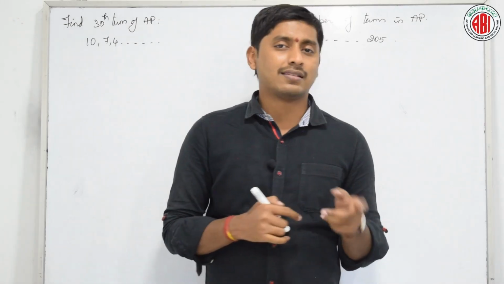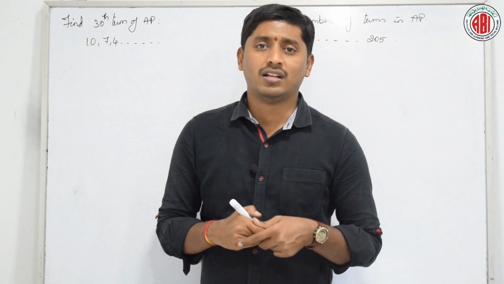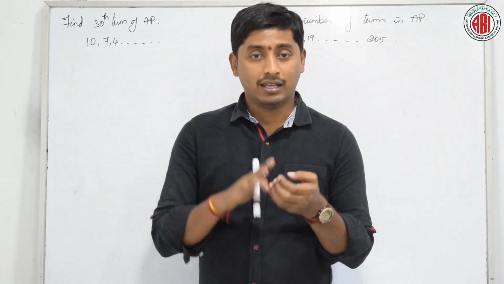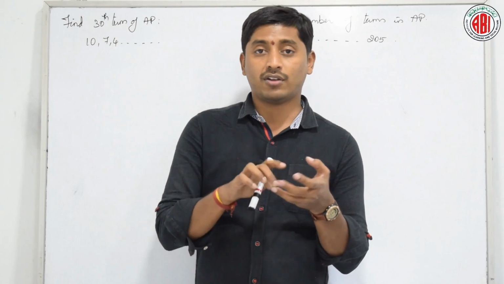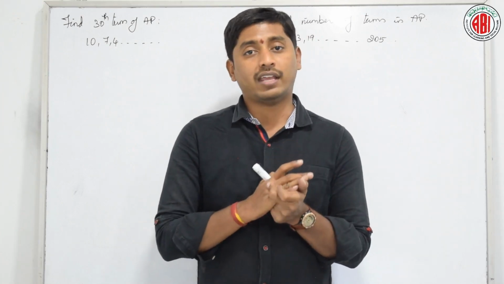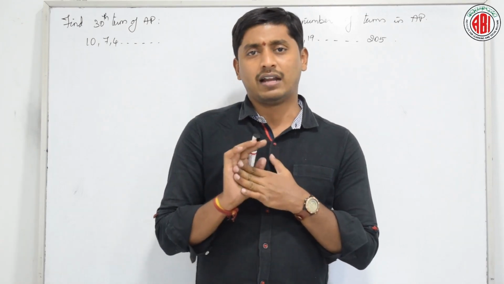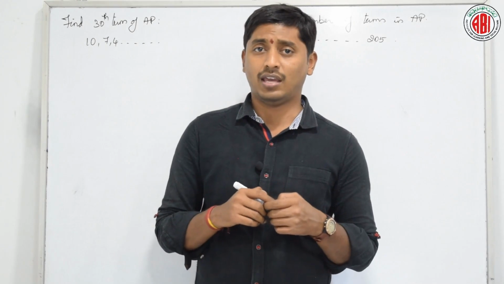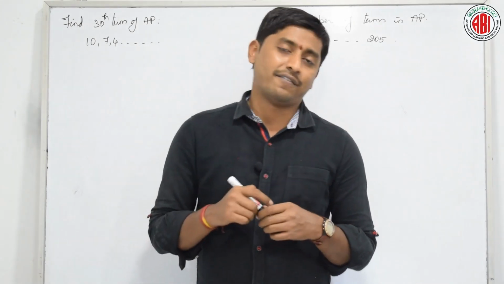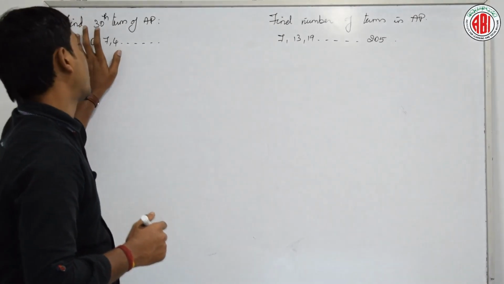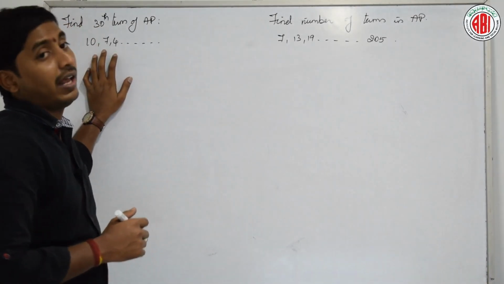In the last session, we filled a table with a, n, d and an. With these 4 columns, if any one of the variables is not given, we have found out the unknown variable. Based on that, let us solve a particular term for different APs. Shall we start? Fine. See here, the question given here is asking us to find the 30th term of an AP.